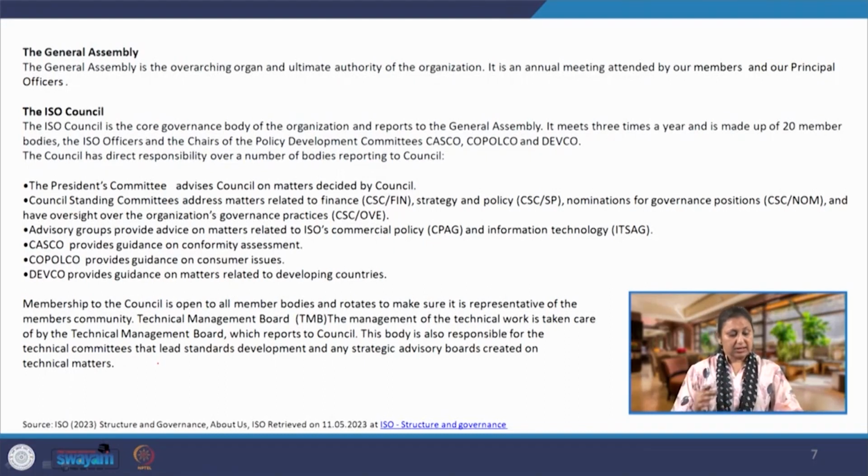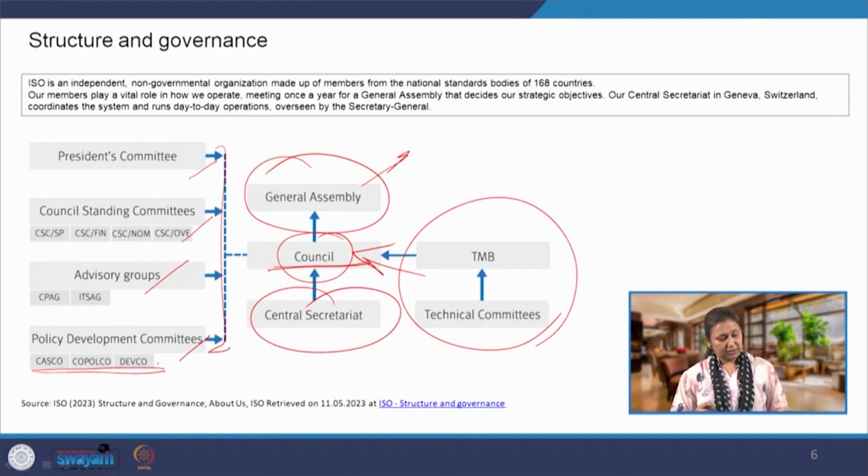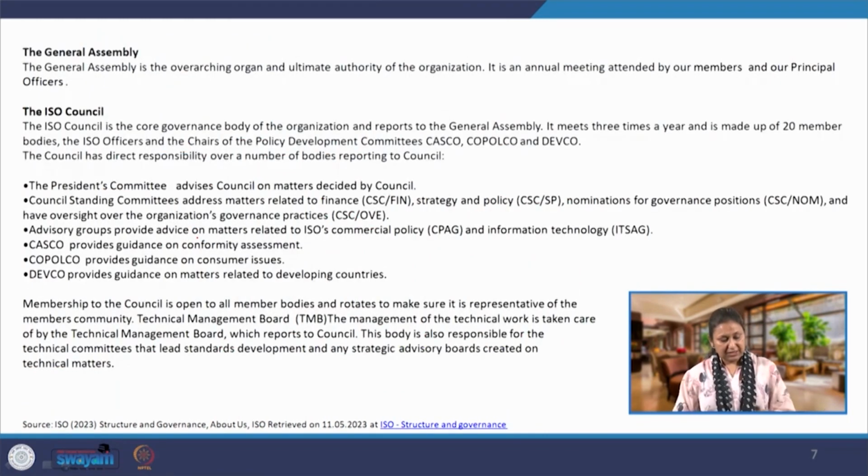If we look at the President's committee, it advises the council on matters which are decided by the council. The council standing committees, if we look here, there are 4 council standing committees. We have the finance standing committee, we have strategy and policy, and nominations for governance positions. So, there is a committee for that, and there is an overall governance practices standing committee. The members are on rotation here; some will have permanent seats, but some will be rotating, and these committees will be reconstituted every few years.